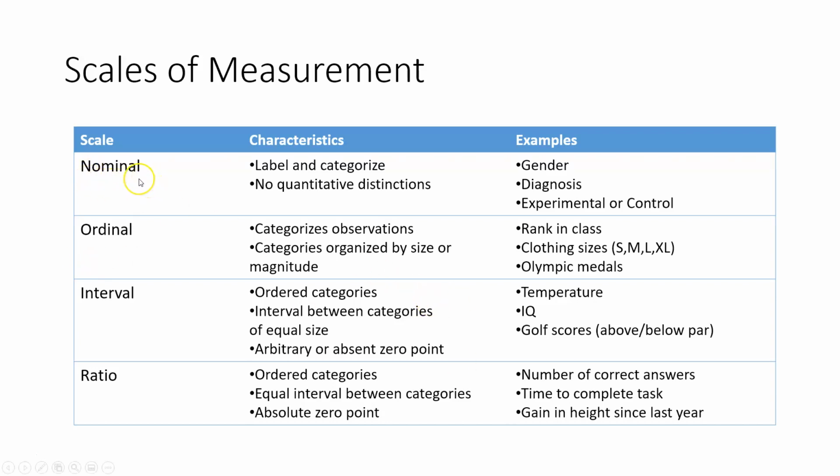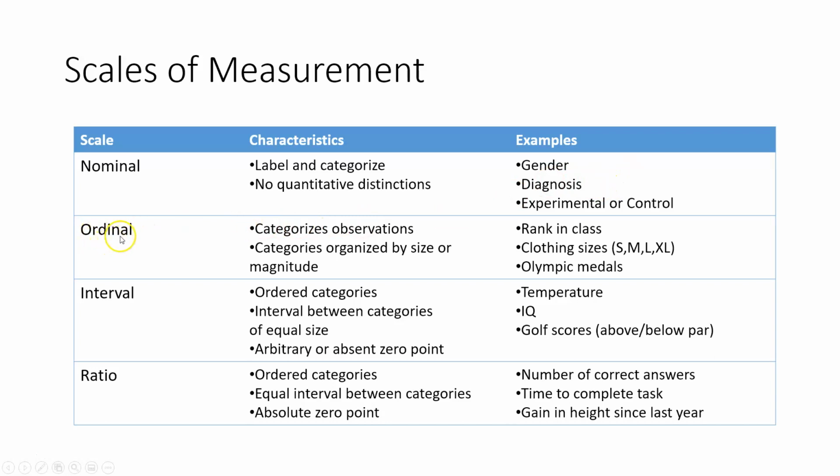A nominal variable is one that is a label and just a category. There's no quantitative distinctions. For instance, none are better or worse than any other, numerically better or worse, within a nominal variable type. So some examples of this are gender, male and female. A diagnosis, you have cancer or you don't. You could be in the experimental or the control group. The list goes on and on. But any type of categorical variable is known as nominal.